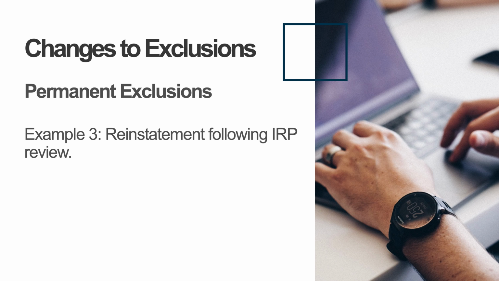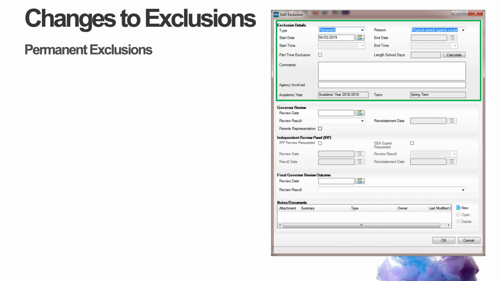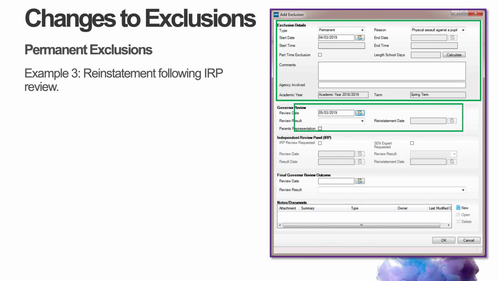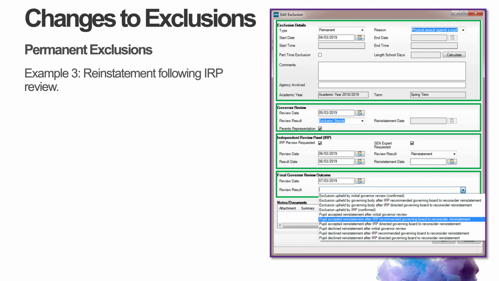Okay. If it actually goes to an independent review panel and the child is reinstated, we'd record the initial exclusion as normal. Let's say it goes through governor review, the exclusion stands, but the IRP meets and determines that the pupil should be reinstated. That would then be recorded there. If the parents or other interested party requested that an SEN expert be present, we can put the tick in the box there. And then we would record that decision going back to the governors, and the pupil accepted reinstatement after the IRP recommended the governing board to reconsider reinstatement.